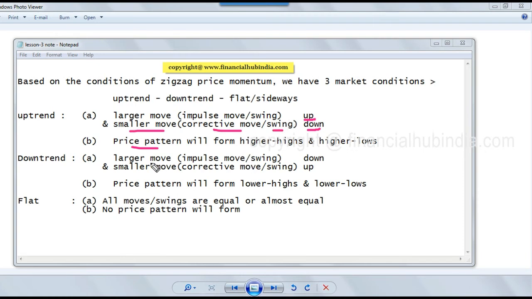The exactly opposite is here. The price pattern will form lower lows and lower highs, and there will be larger move on the downside and smaller move on the upside. In a flat market, all moves or swings are equal or almost equal. Not necessarily exactly equal. And then no price pattern will form. You will not see any higher high higher lows formations or lower low lower highs formations in there. So hopefully this is clear.